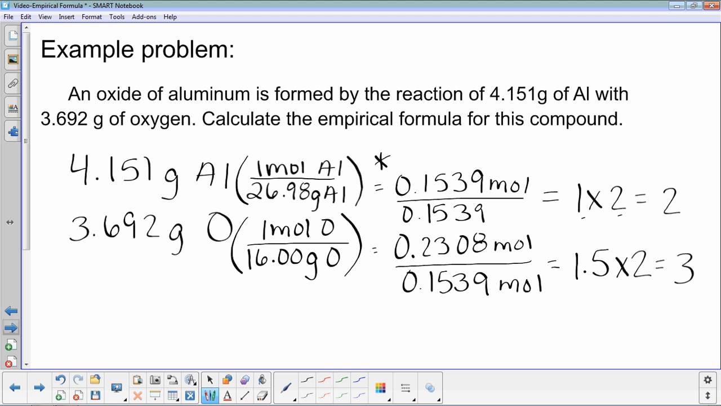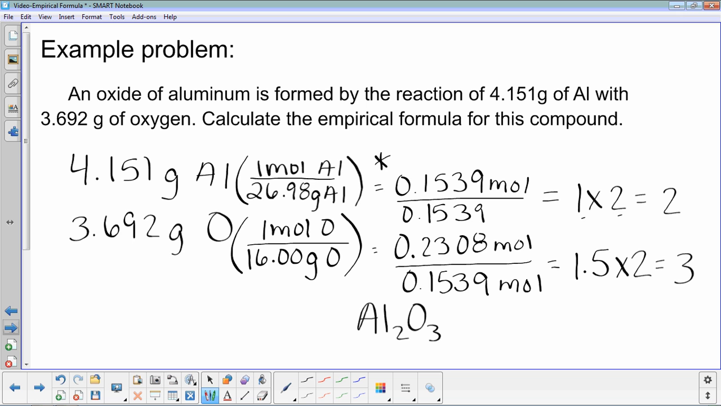So my final formula becomes Al2O3. If you think back to our naming and formula writing, this should make sense, considering that oxygen is usually -2 and aluminum is +3.